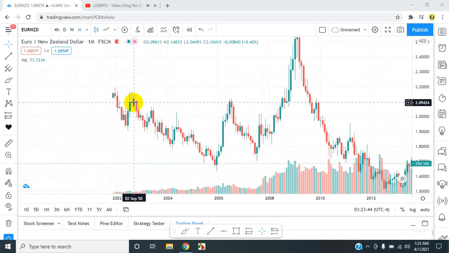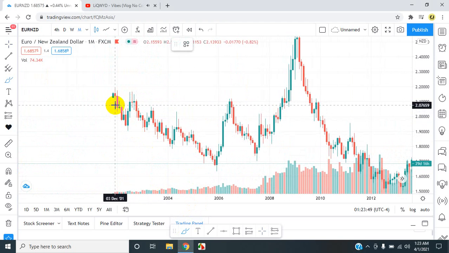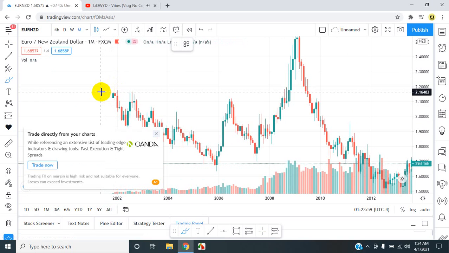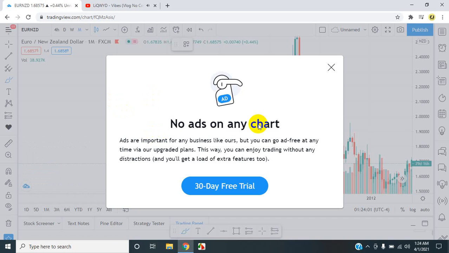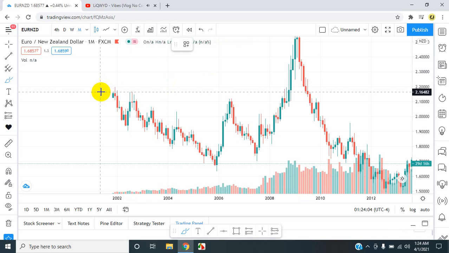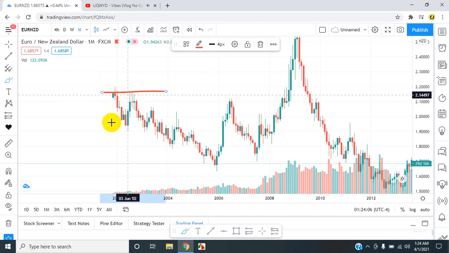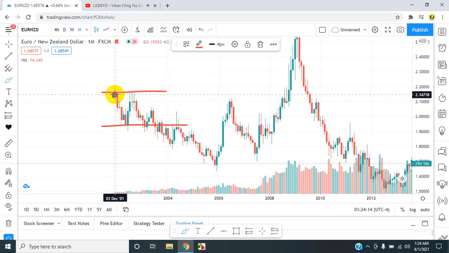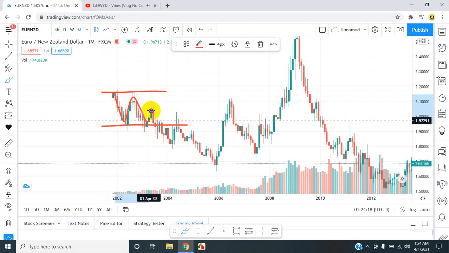Okay everyone, we are marking up EUR NZD. Let's start our market structure. Since November 2001, the market has started off at an area of resistance. I see a pattern. I want to demonstrate what I see. The pattern is a double bottom. It's the first leg, second leg, third leg, fourth leg.